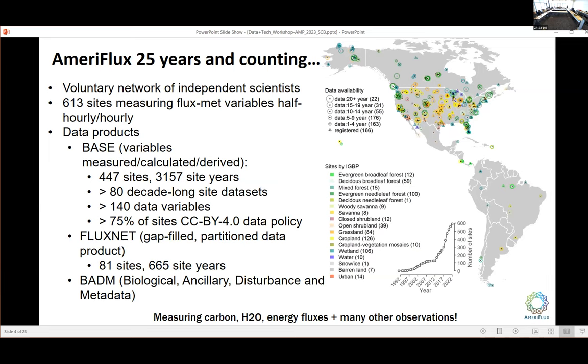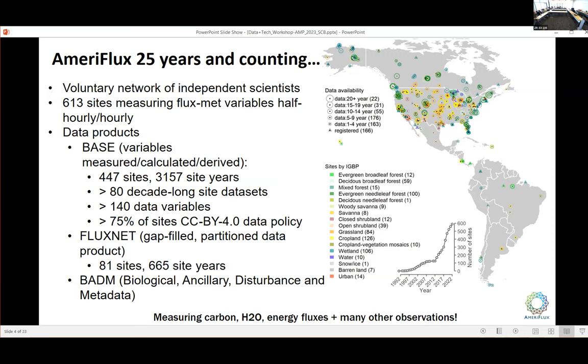There are a number of products that we put out as part of the AMP team. The main one is the base data product, and this is what you all submit. We QA/QC it, and then we put it out for the community to consume. It has to follow a standard called the FP standard, which I will talk about in more detail later. It is one of the data sets with long records. We have around 80 sites with 20 or more years of data.